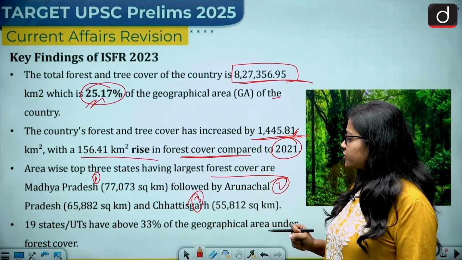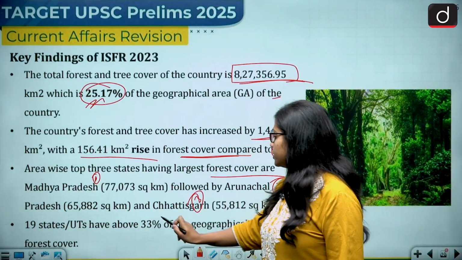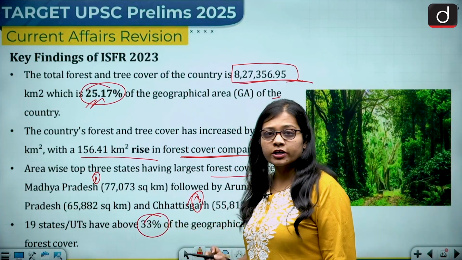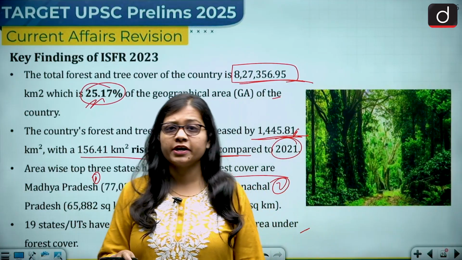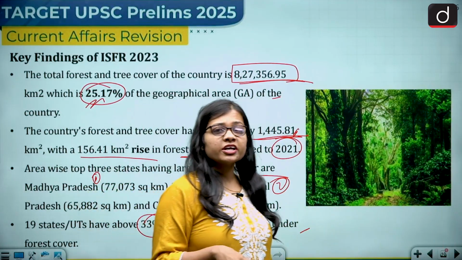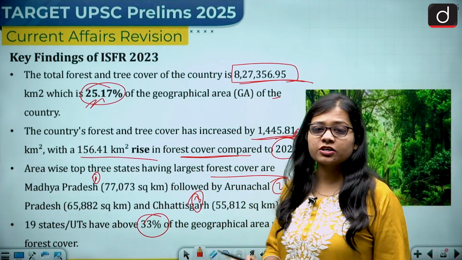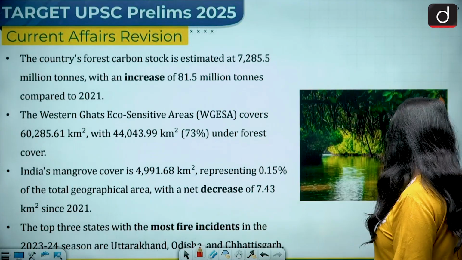Then around 19 states or union territories have above 33% of their geographical area under forest cover. Now according to the National Forest Policy of India, every state or union territory must have around 33% forest cover in that state.